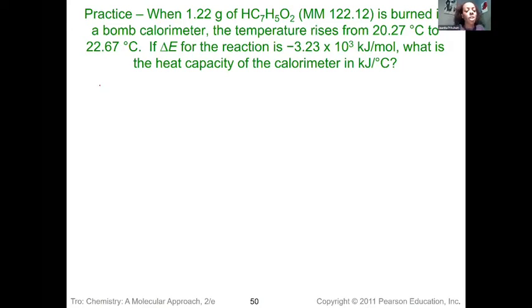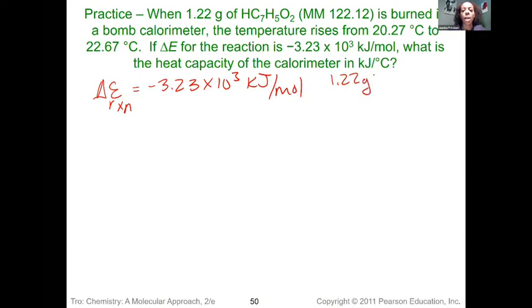And so us knowing that the energy is equal to negative 3.23 times 10 to the third kilojoules per mole. Well, if we wanted to think about this in terms of the heat of just the reaction, we got to get rid of those moles. And so the first way we can do that is to say, okay, well, I have 1.22 grams of this substance, and it has a molar mass of 122.112 grams is to 1 mole.